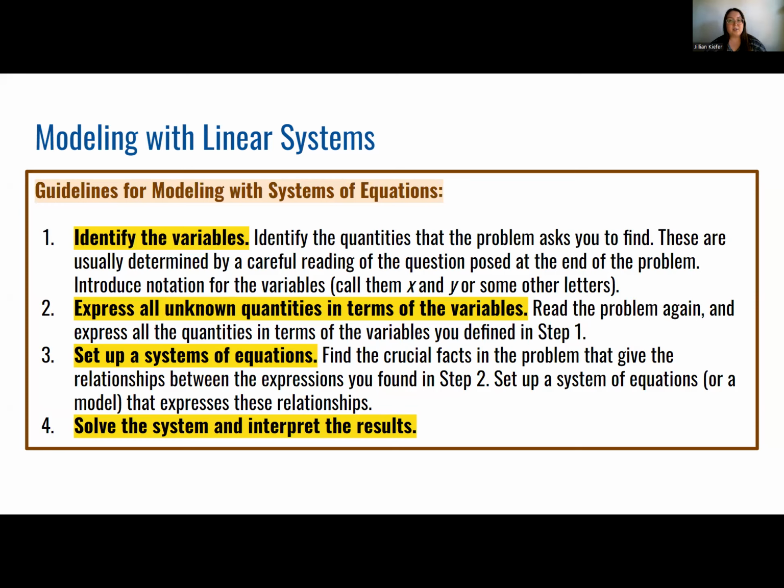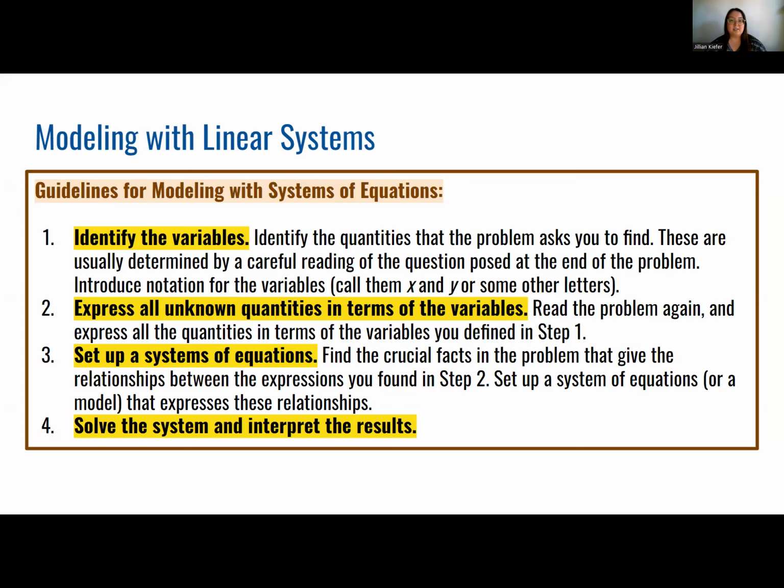So we just saw how solving systems of linear equations went. Now we're going to be looking at how we would recreate a system of linear equations with most likely a real-life application. So we're going to be modeling real-life events with linear systems. So we have some guidelines to help us a little bit here.